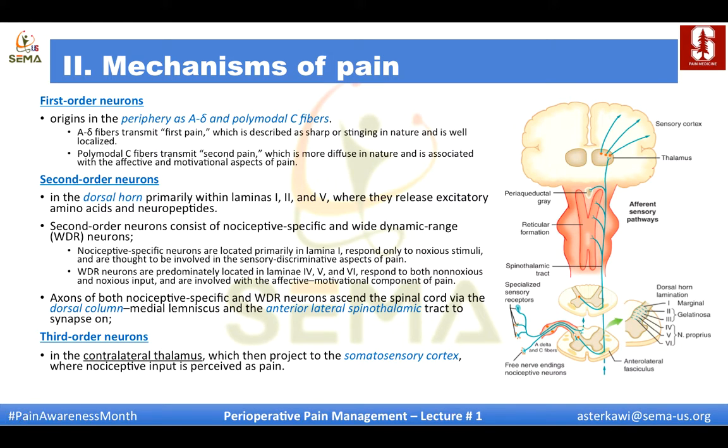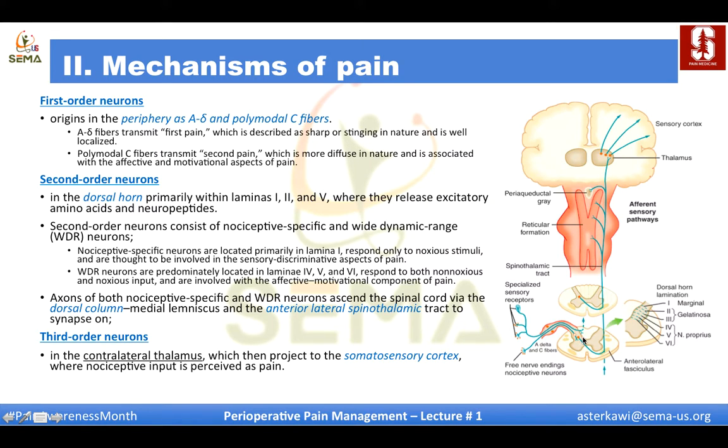So in general, the ascending pathway is divided into 3 neurons. First order neuron, which is the periphery, A delta nerves and polymodal C fibers. The A delta fiber transmits the first pain, usually sharp. Then the C fibers transmit the second pain, which is usually associated with the affective and motivational aspect of pain.